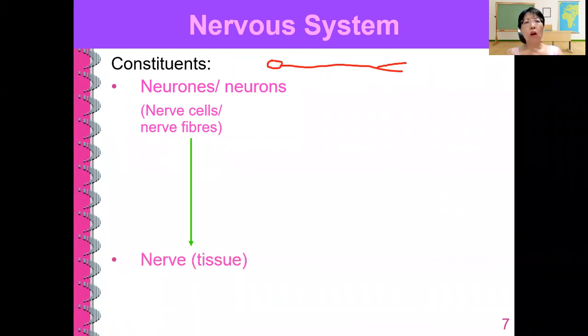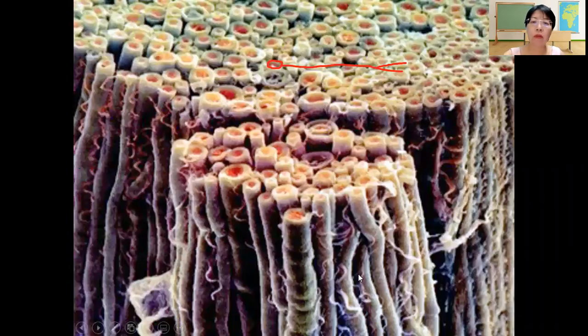So the group of nerve cells, arranged in a bundle, parallel to each other, form the nerve. So when you say nerve, nerve is actually a tissue that is made up of many, many nerve cells or neurons that arrange in bundle. Okay, and all the nerve in our body will form our nervous system. So let's look at this one first.